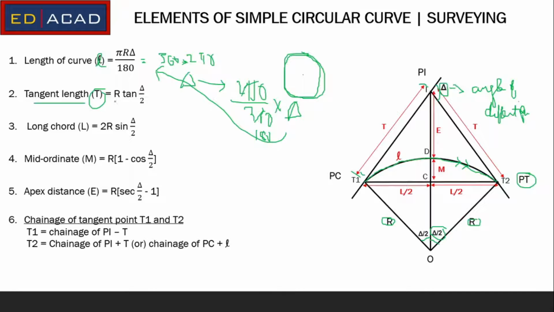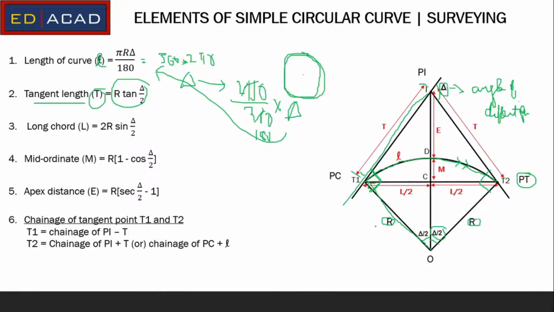For understanding how we are getting this r tan delta by 2, let's first look at one of the properties of a circle, which says that the angle subtended between the radius of a circle and the tangent at any point on its circumference will be 90 degree. So this angle will be 90 degree. Similarly, this angle will also be 90 degree.